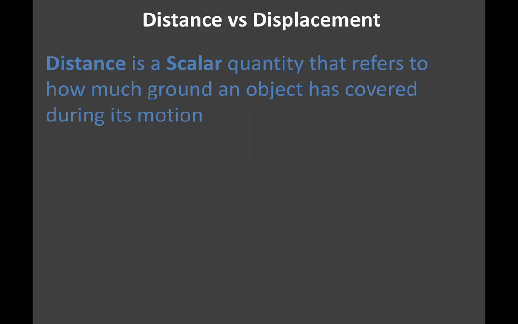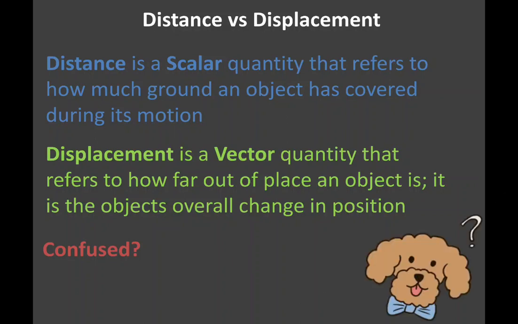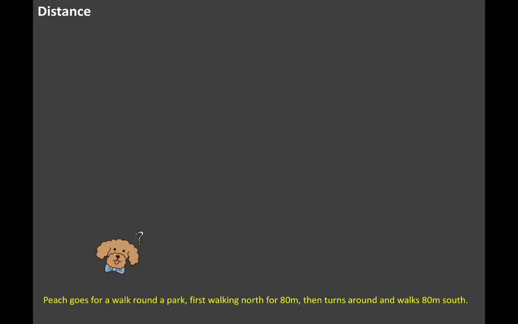Distance is a scalar quantity that refers to how much ground an object has covered during its motion, while displacement is a vector quantity that refers to how far out of place an object is. It is the object's overall change in position from the starting point to the end point, how much the object has gone. Still confused? Let's see this example.